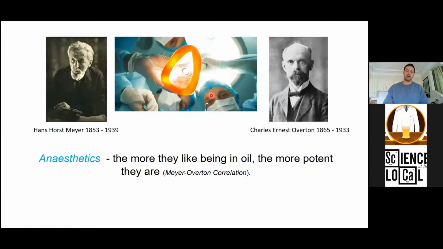So Hans Meyer and Ernest Overton separately noticed that the potency of anesthetics increased the more they like separating from water into oil. So the more anesthetics like going into oil, the more potent they are. Now they both figured this out separately. In Hans Meyer's case, 2 years before Overton, but he published in German, so probably they didn't get translated in time. And then Charles Ernest Overton came along, more commonly known as Ernest.